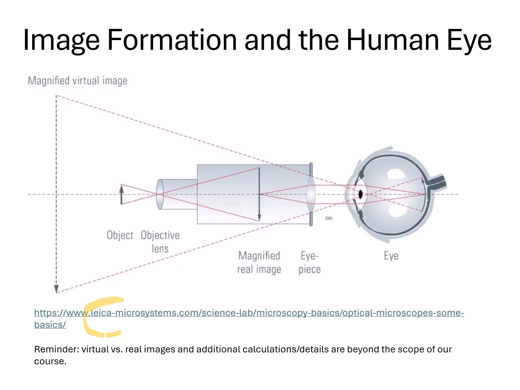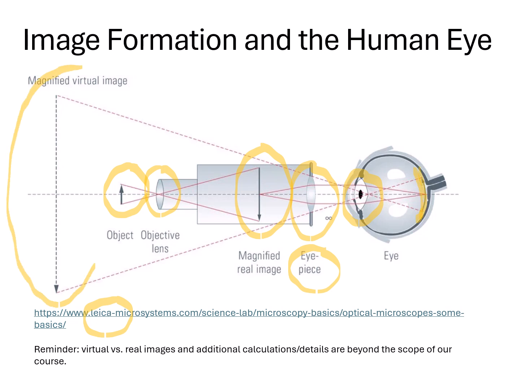I like this picture from Leica because it kind of shows us everything all together. We have our slide or object here, which is first focused by the objective lens. The objective lens actually produces an image that is picked up by the second lens, the eyepiece or ocular lens, and that is going to be focused by our human lens so that we can see an image. It's picked up by the retina. And ultimately what we see is a magnified image of the original object.